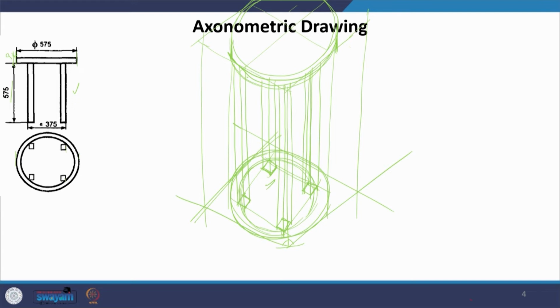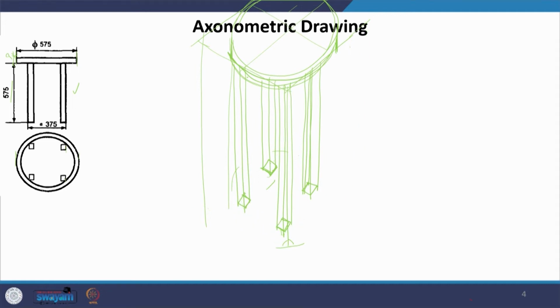So, now if I have to darken this one, rather I would erase the ones which we have in the bottom to give you a better picture. So, I am just removing the extra construction lines to make things easier for you to visualize.